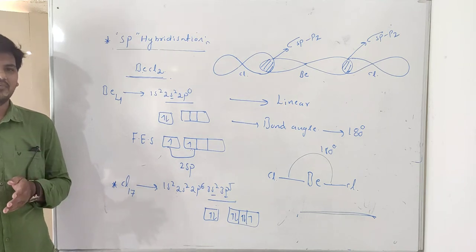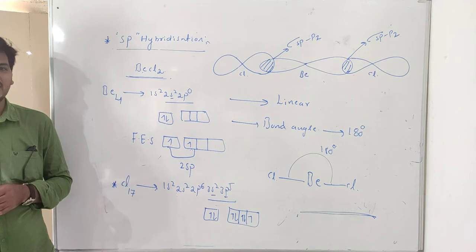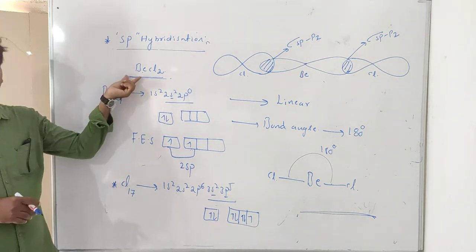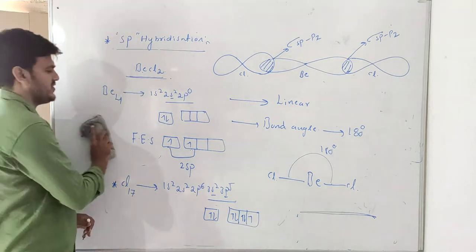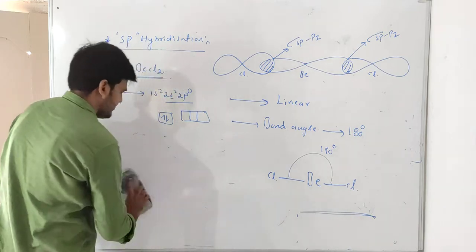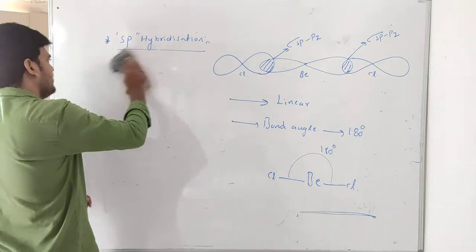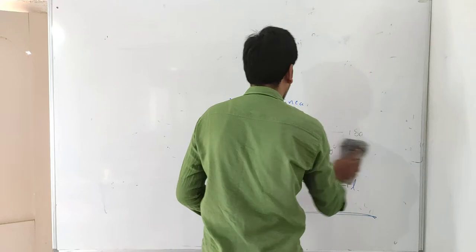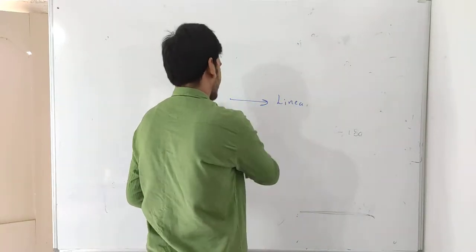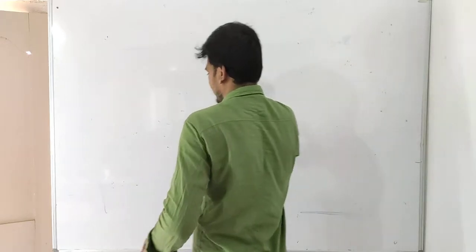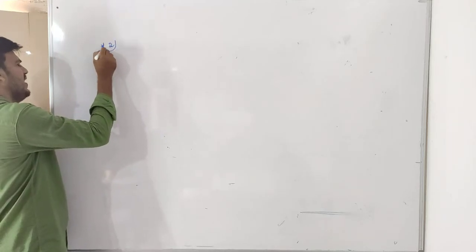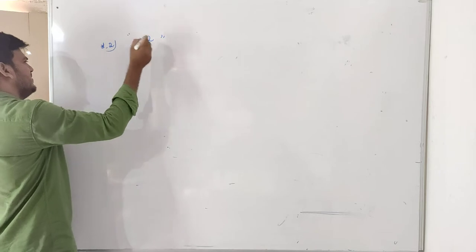Hybridization means the intermixing of atomic orbitals of almost equal energy and their redistribution into an equal number of new hybrid orbitals. The first one is sp hybridization, and the best example of sp hybridization is beryllium chloride. So the first one is sp hybridization, and next, the second one, very simple, is sp2 hybridization.